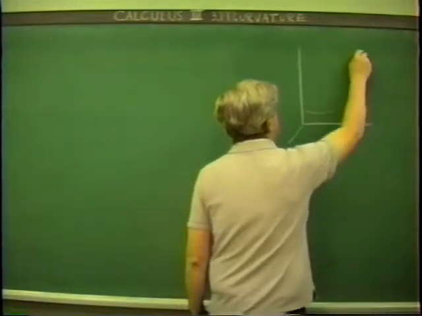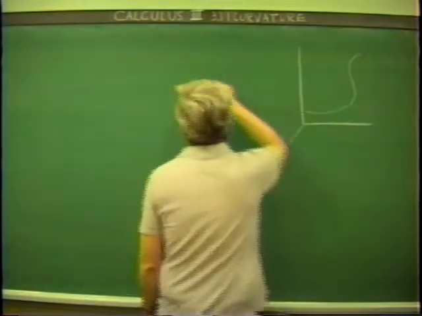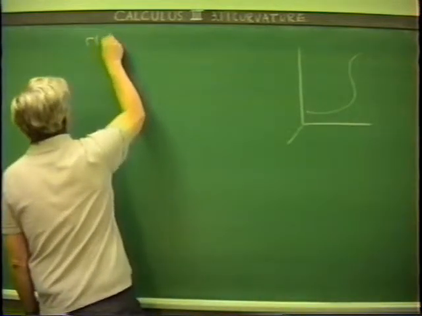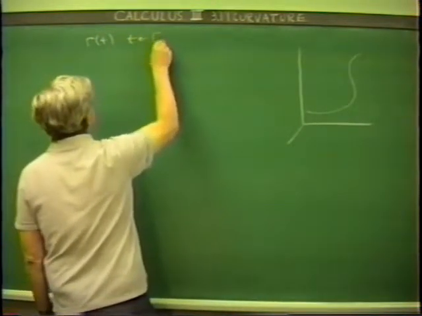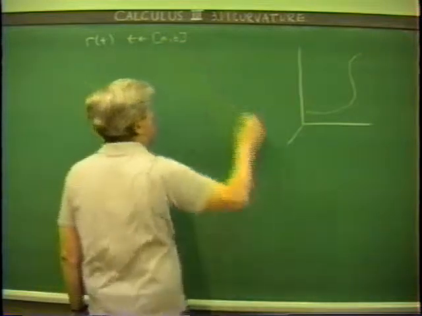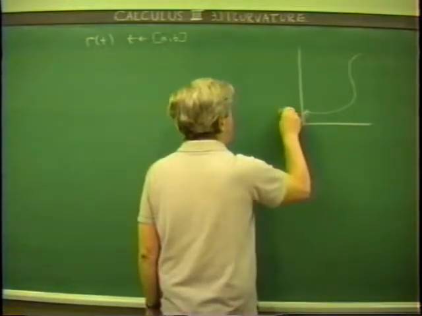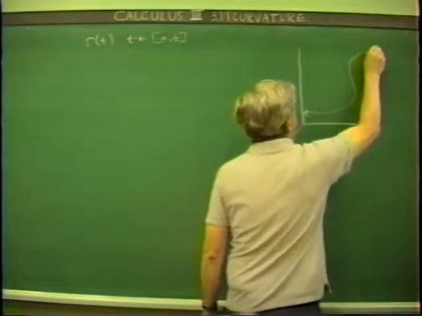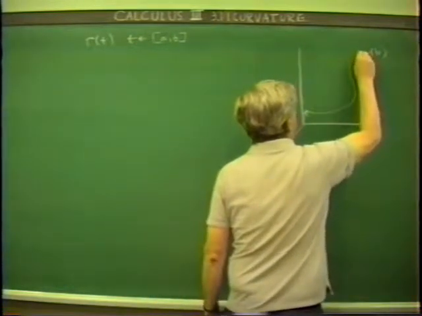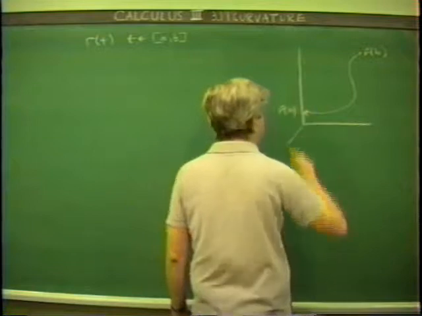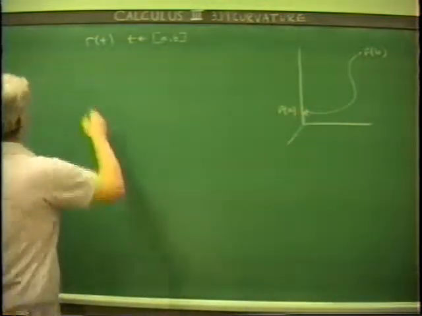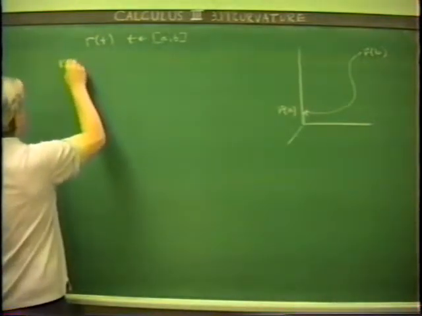We now want to take a look at curvature in three-dimensional space. And so if we've got some sort of a curve here, given by r of t, t in the interval a to b, right? So this would perhaps be r of a, here's r of b up here.